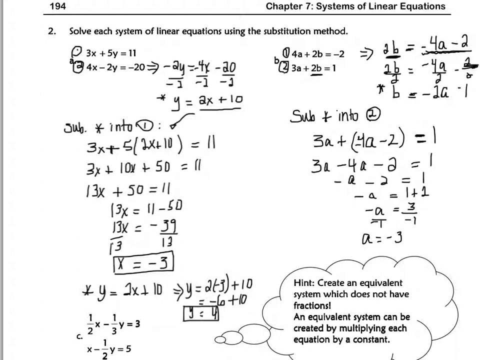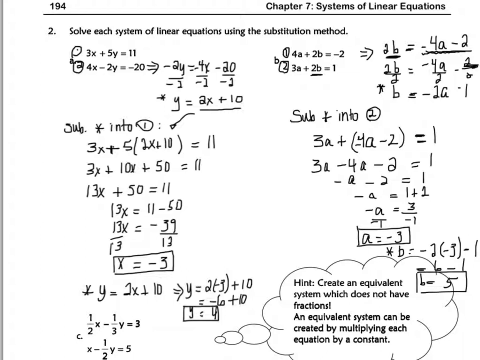And if I go back to my star equation, I've got b equals negative 2a. Running out of a little bit of room there, so I'll move that down a little bit. So if I go back to the star equation, b equals negative 2a minus 1 is negative 2 times negative 3 minus 1, so that becomes 6 minus 1, which is 5. So we've got a equals negative 3 and b equals 5.